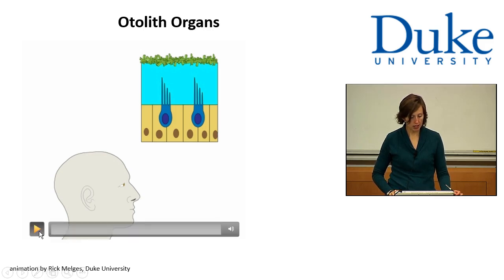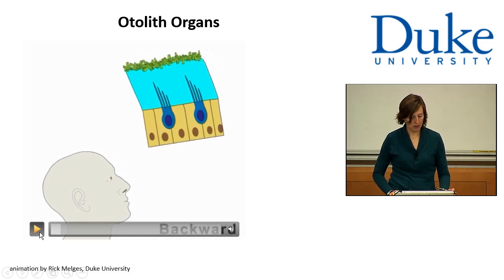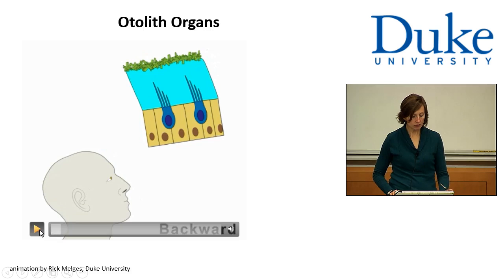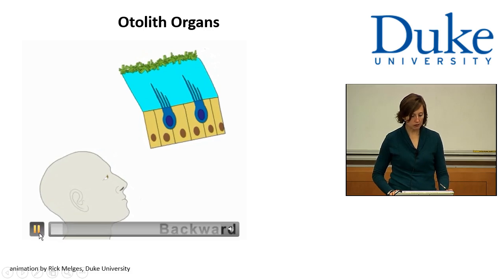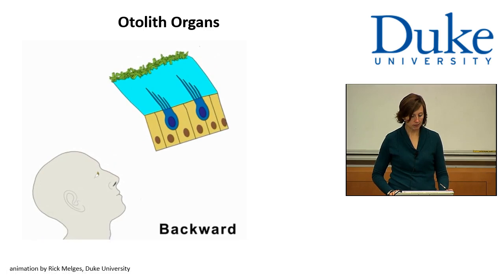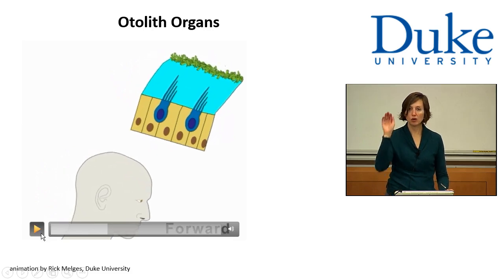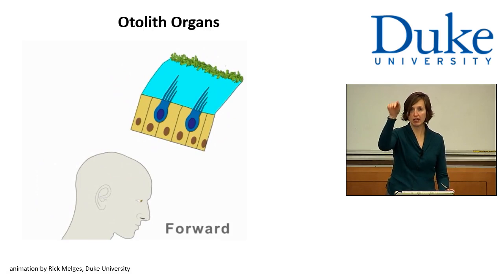So here, when we tilt the head backwards, you can see that because gravity is going to act on those otoliths, since they're so heavy, that is going to cause them to pull on those stereocilia. Whereas when we tilt forward, then the otoliths are going to be pointed in the other direction, pulling on those stereocilia.